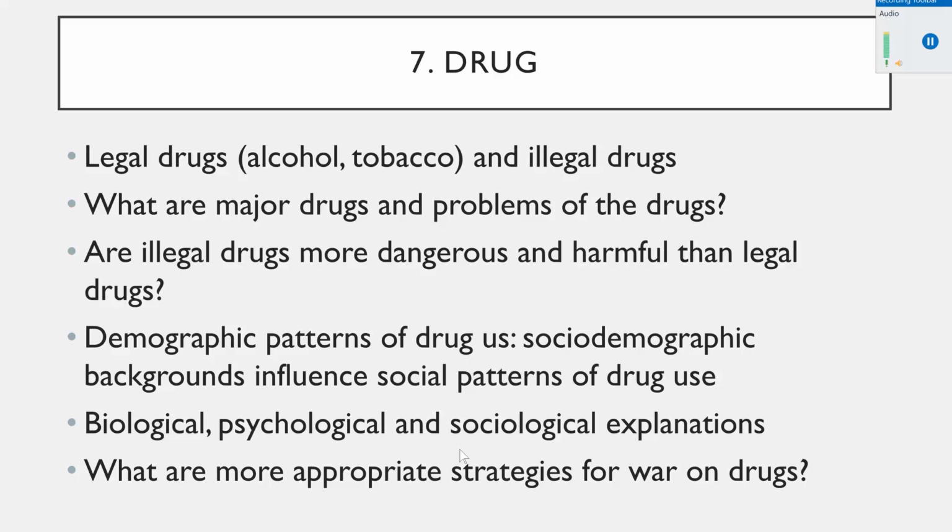So there are also demographic patterns of drug use, such as the socio-demographic patterns of illegal drug use and other things. And there are also biological, psychological, and sociological explanations of why we use drugs and what the social problems of drugs and alcohol are. And we need to see what appropriate strategies for the war on drugs are.